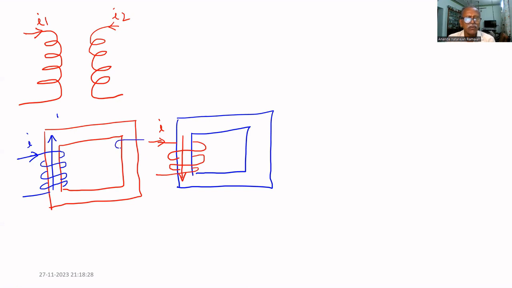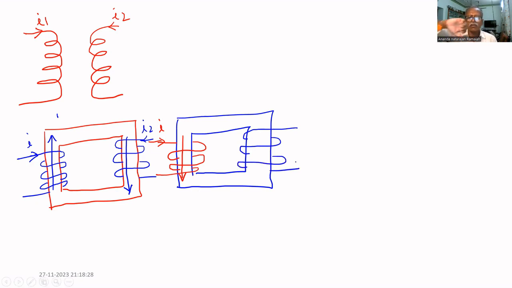The second coil is wound like this. What is the direction of flux due to I2? Here it is downward. The flux is downward. Let us find it in the same way. If you see the right-hand rule, here also it is downward. Here, the flux phi1 is because of I1.